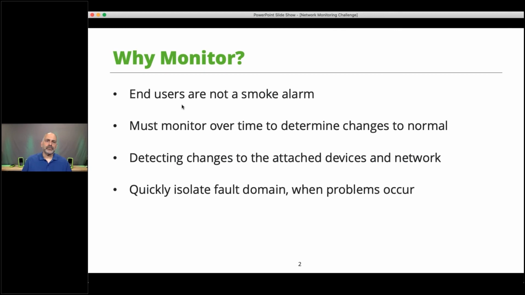And in order for us to determine what changed, because let me tell you, every time I've gone out to troubleshoot a network problem, it's been because something changed. So in order for us to know what changed, we have to know what normal looks like. And if we're not monitoring over time, if we're not developing a baseline, there is no way to know what normal is, so we can't tell if something's changed.